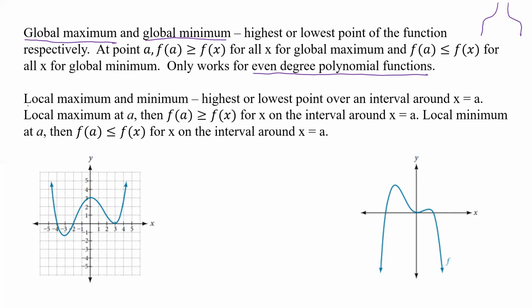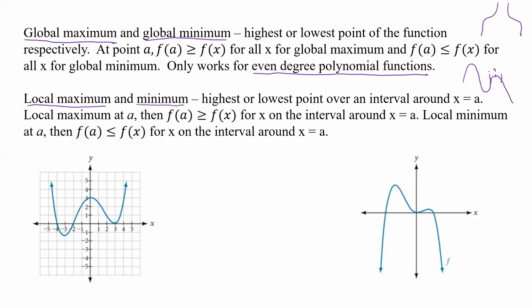So what about local min and max? This is a little different. We have a local max and a local min. These are the highest or lowest points on the interval around x equals a. So at some point a, if we have a local max at a, then f of a is going to be greater than or equal to f of x for x on some interval around a. So maybe it goes like this and like that. If this is a, we're going to pick some interval around it, and in this case, that's going to be a local max.